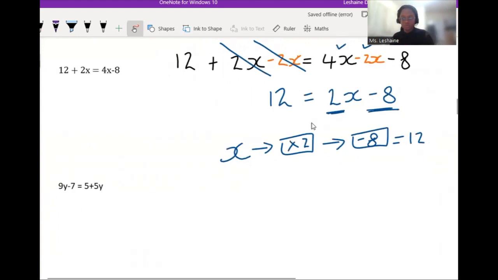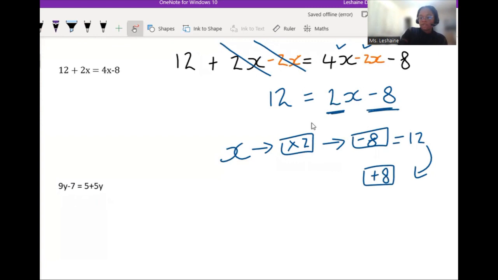After which, I'm doing the opposite. What is the opposite of subtracting 8? That is adding an 8. Now 12 plus 8 is 20. What is the opposite of multiplying by 2? That is dividing by 2. 20 divided by 2 is 10. So x is 10.